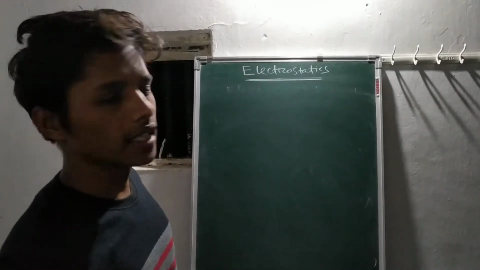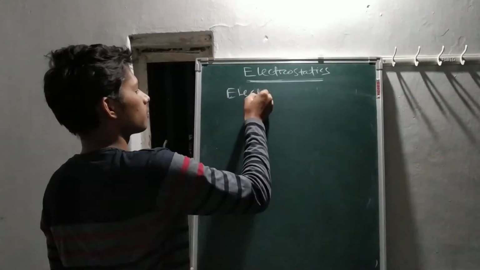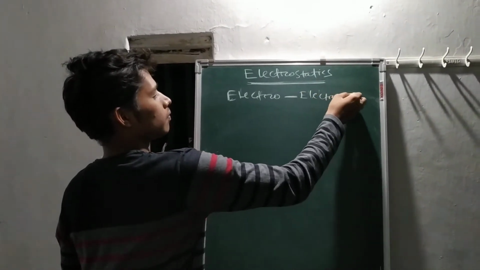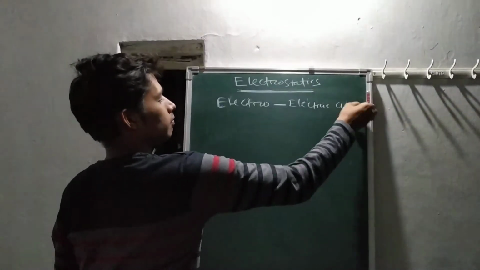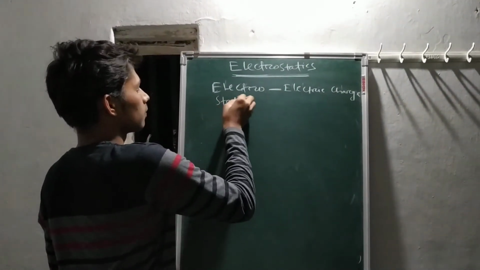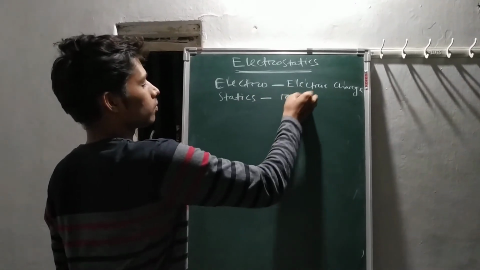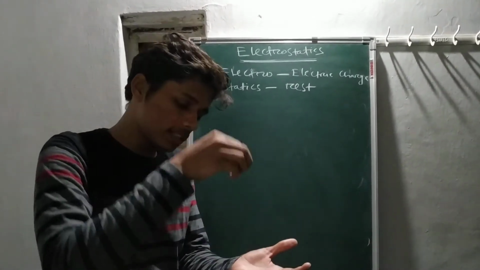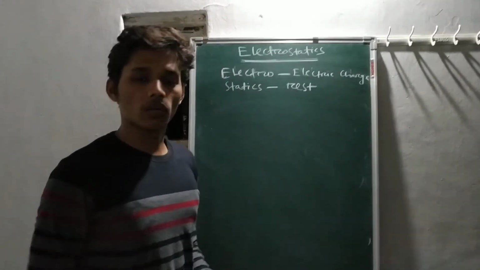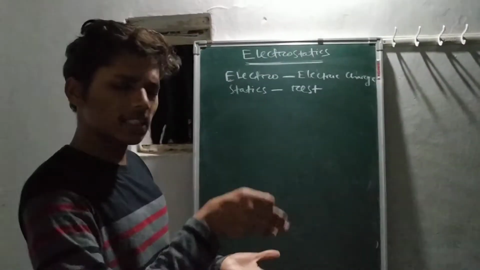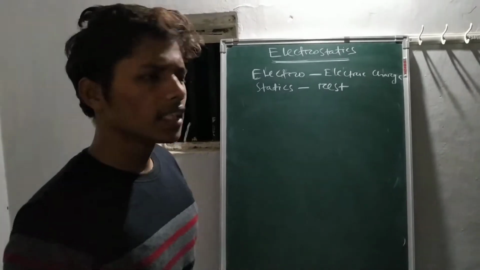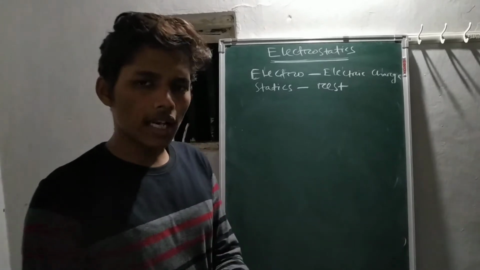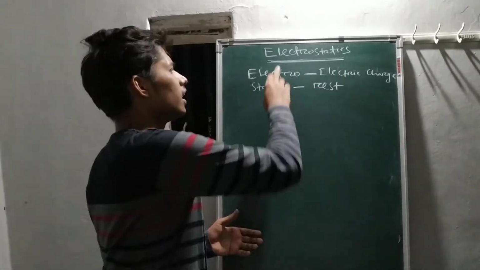We are going to start a topic, electrostatics. What is electrostatics? Electro means electric charge. Statics means rest. When an electric charge is at rest and we study this charge, it is known as electrostatics. Electric field, electric potential, and electric charge are also included in electrostatics.